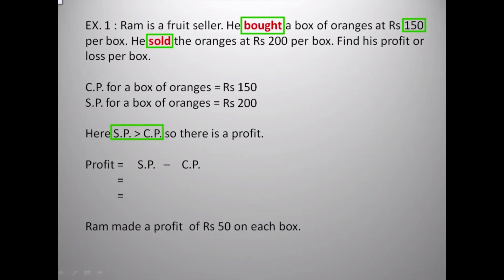So we know that profit is nothing but the difference between selling price and the cost price. Now we can subtract here. Selling price rupees 200 minus cost price rupees 150. We'll get rupees 50. Now here Ram made a profit of rupees 50 on each box.